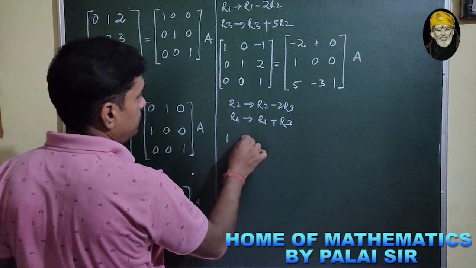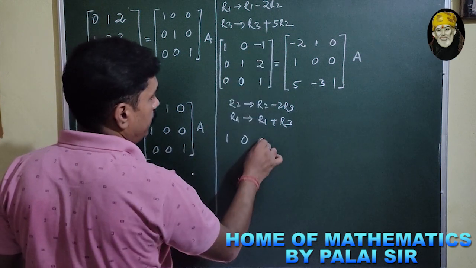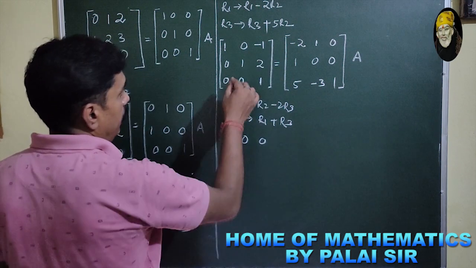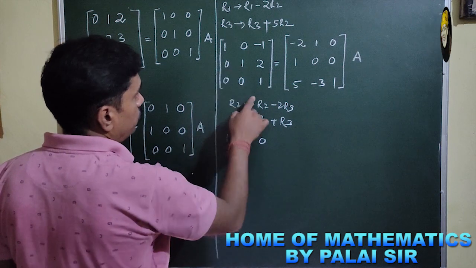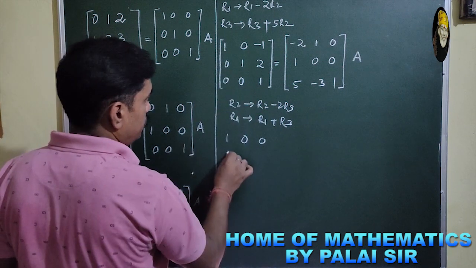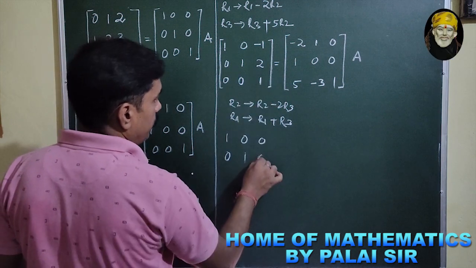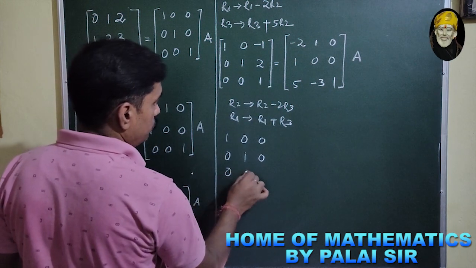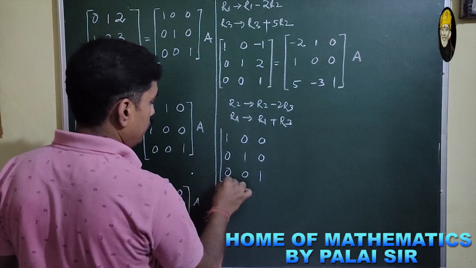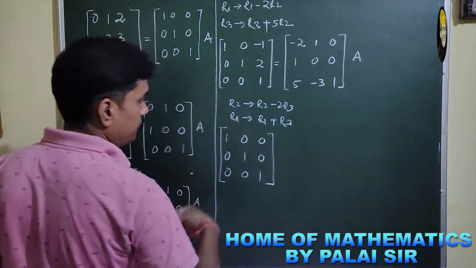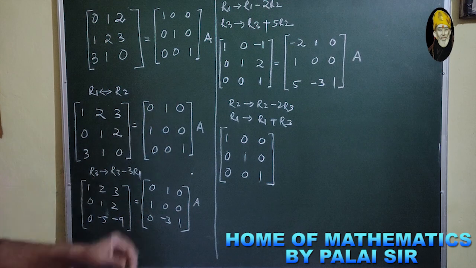So what you will find? 1 0, and minus 1 plus 1 you are adding, what? 0. And here in place of R2 you multiply 2 with this one. So it will be 0, 1, and 2 minus 2 you are getting 0. And here it is 0 0 1. You got the unit matrix or identity matrix here now. And the same thing you have to do here.